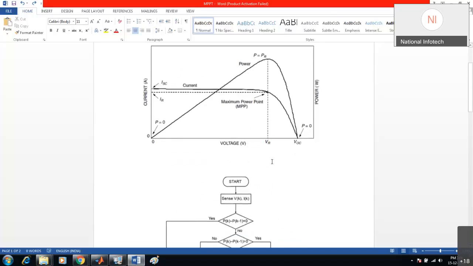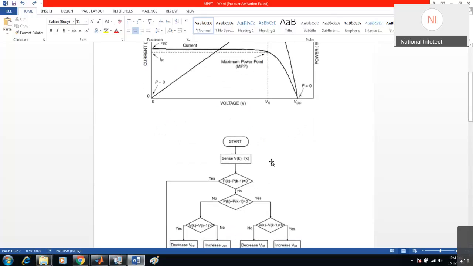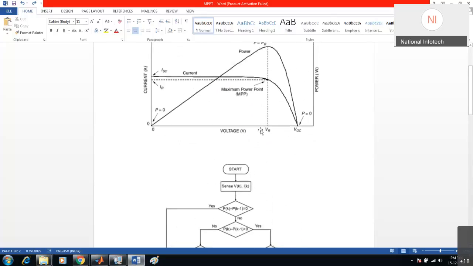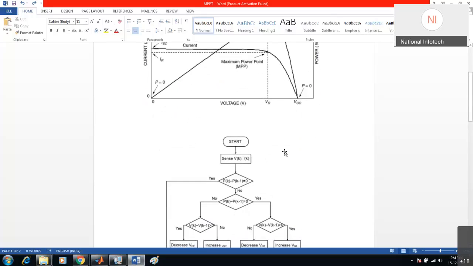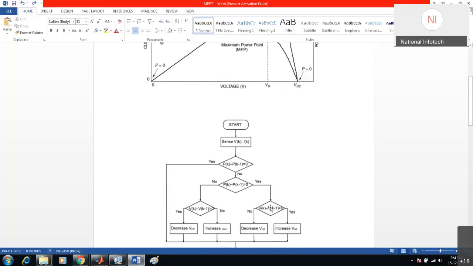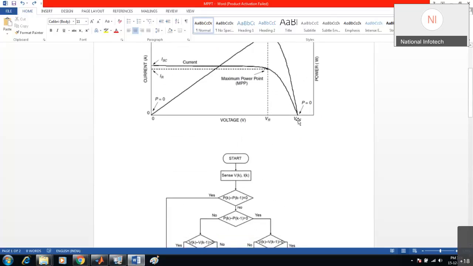Is it clear now? Yes, sir. Okay, and as soon as you reach this point, your voltage is against... you have increased the voltage, but as soon as your voltage difference becomes greater than 0, if it is less than 0, then it will again say that you have to decrease the voltage. You have crossed the maximum voltage point. Is it clear? Yes, sir.